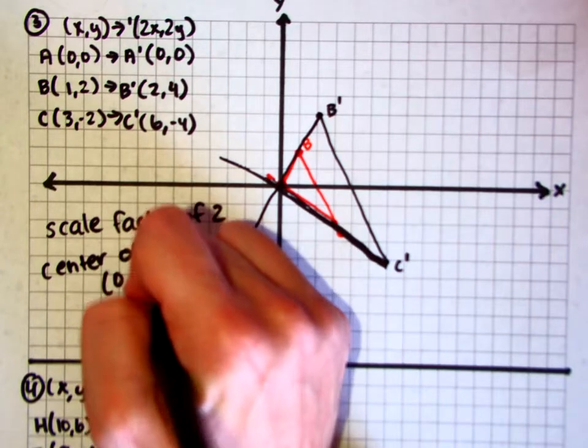The center of the dilation is 0, 0. Let's look at number 4.